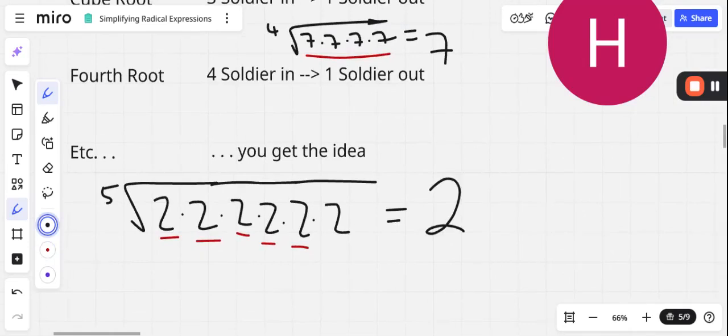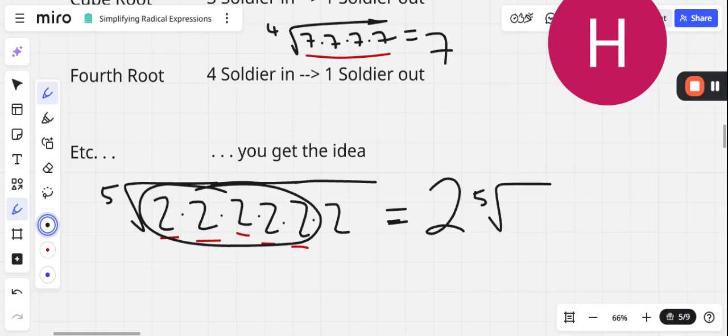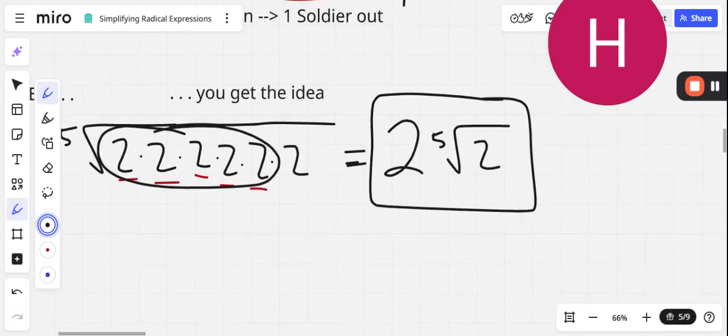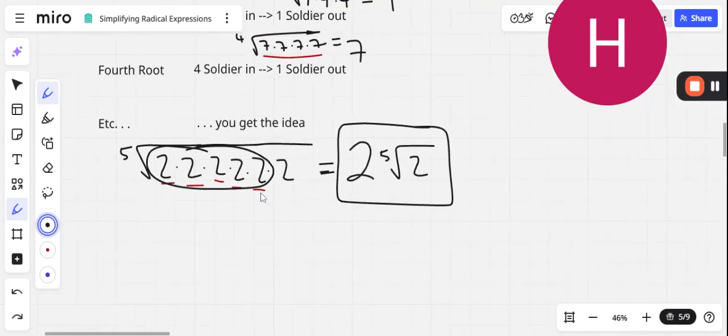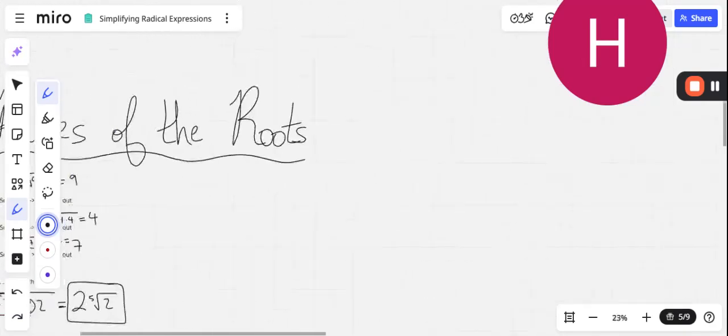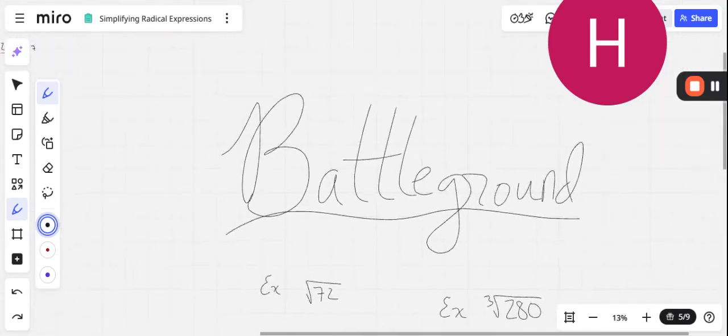So a 2 comes out as a result of this battle between 5 2s, but then we still have a fifth root of 2 in there. So we kind of just combine them together. So this would be read as 2 fifth root of 2, but it really means 2 times the fifth root of 2. So if there aren't enough, the battle simply doesn't happen. Everyone just stays in the arena. Okay? So let's get an idea of how that works for ourselves on the battleground.